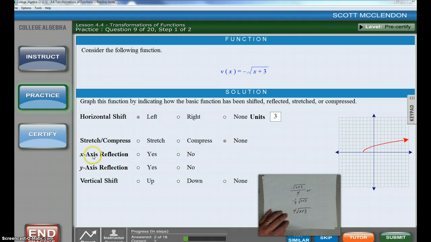X-axis reflection, yep, right there it is. That little negative right there. So yes. Y-axis reflection, well, there isn't a negative in front of x, so no. Vertical shift, well, you'd have to have something out here all by itself, and there's not. So you just clicked on none. Good going, me.